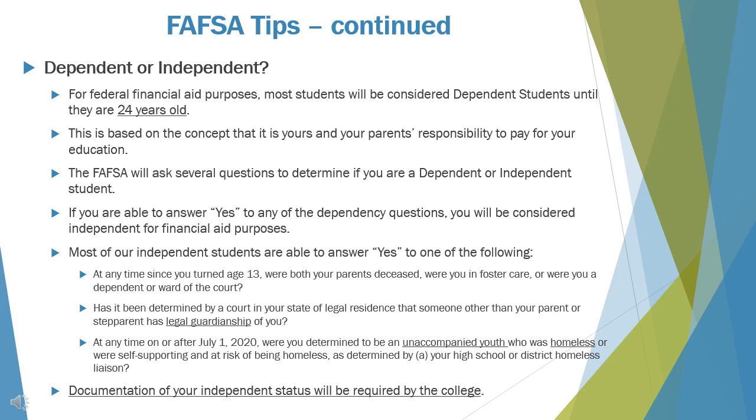Most of the questions refer to whether the student is in a court-ordered legal guardianship or is a ward of the court, or if you are homeless or an unaccompanied youth as determined by the school district liaison. Documentation of your independent status will be required by the college before financial aid will be awarded.